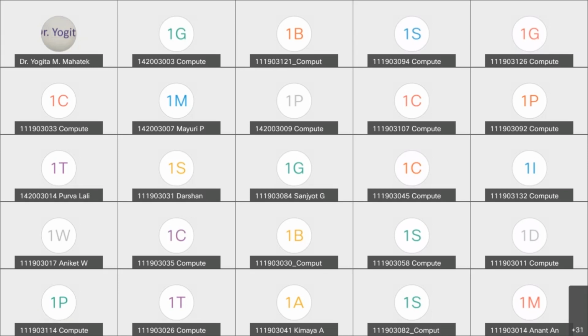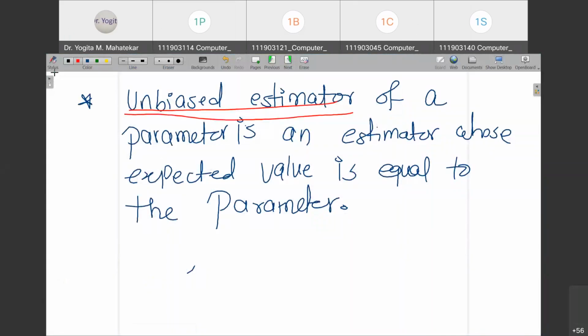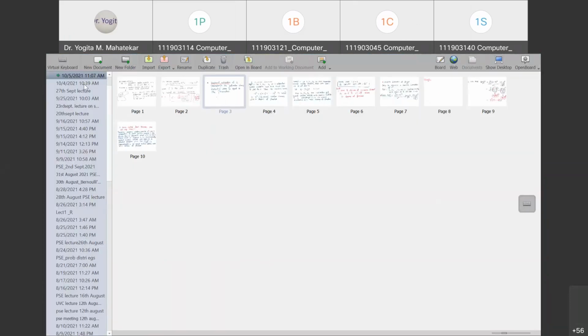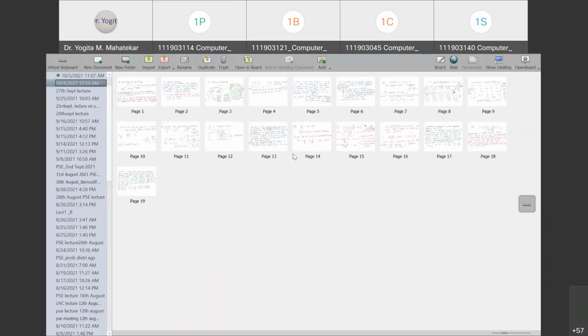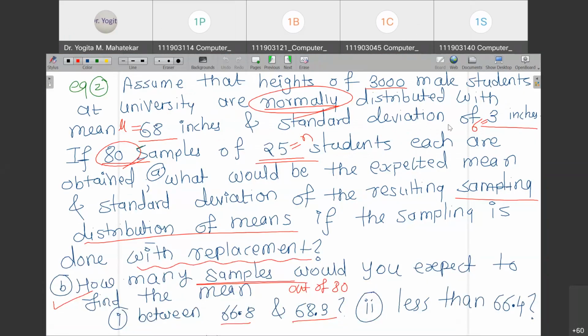Today we are going to start with sampling distribution of difference of means. Let me share my screen. Do you have any doubt in yesterday's discussion? If you have any doubt, please ask. So yesterday we were at this example. Have you completed this example?